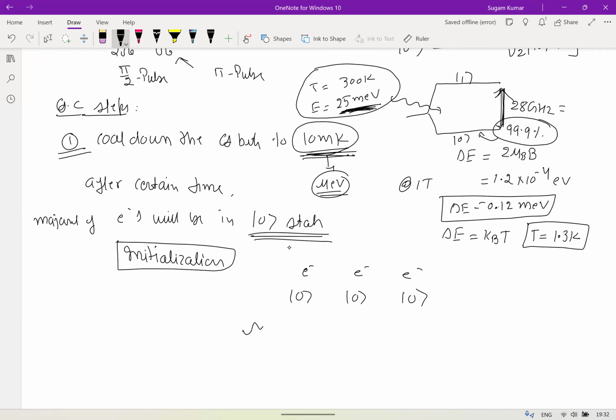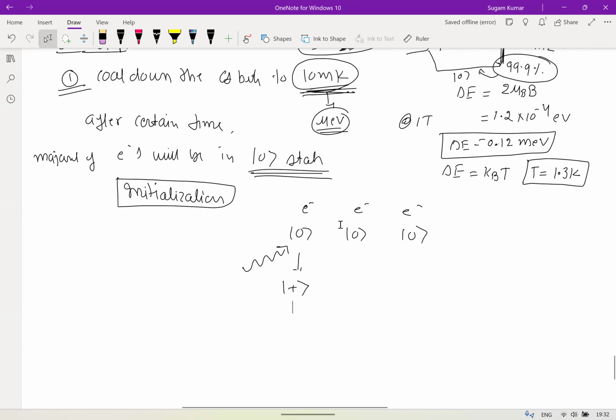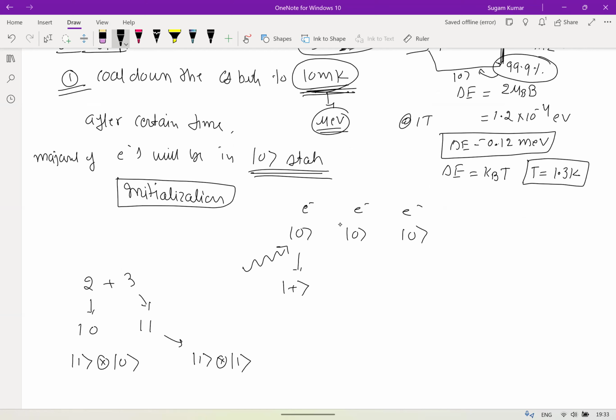And then you can shine photons on this, and this is going to create the superposition state. For example, let us say you want to add 2 plus 3. These are binary numbers, so in binary it is going to be 1, 0 and 1, 1. It means I want one qubit in the 1 state and the other qubit in the zero state, and then one qubit in the 1 state and the other qubit also in the 1 state, correct?